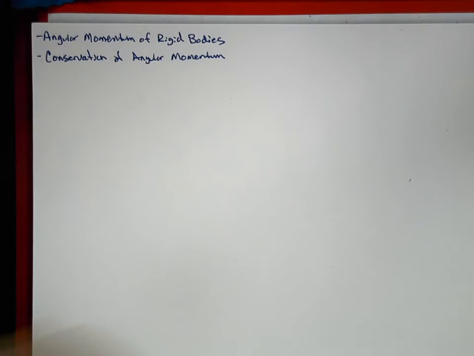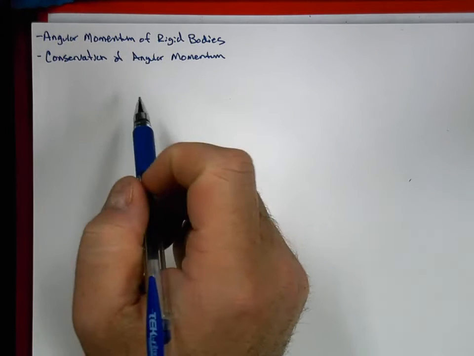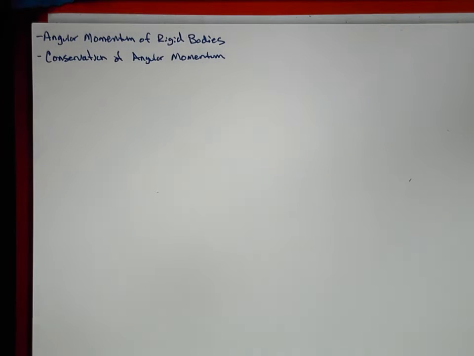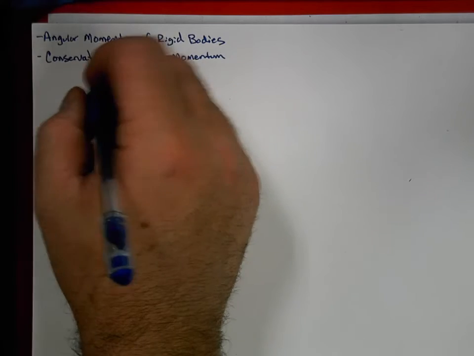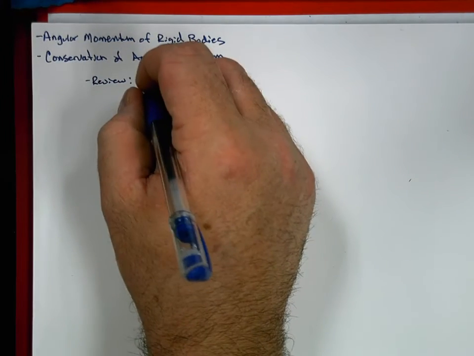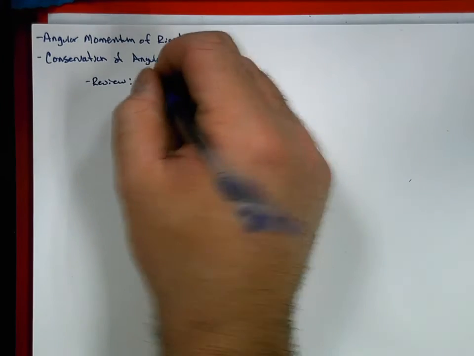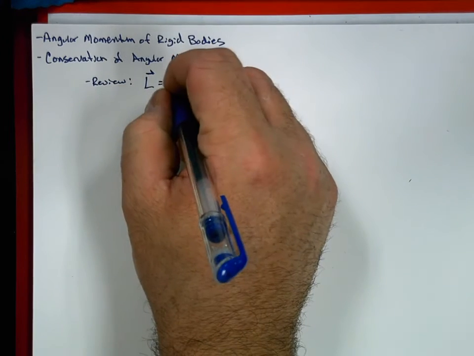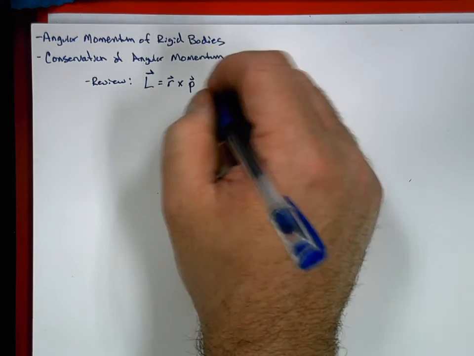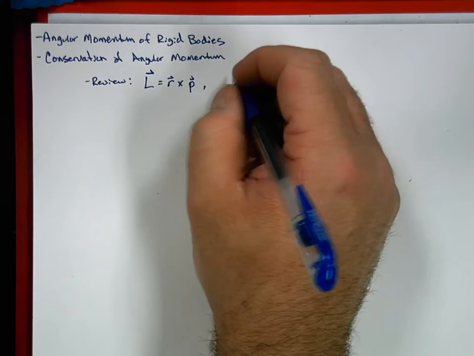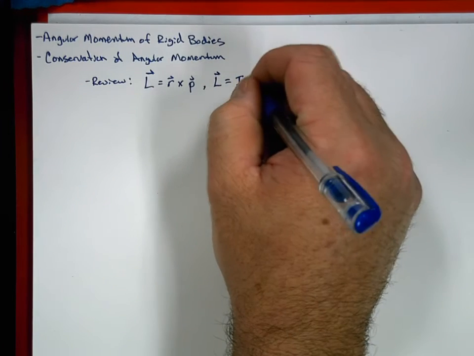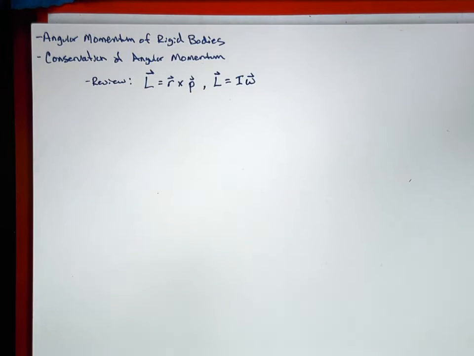This is going to be the angular momentum of rigid bodies and the conservation of angular momentum. Real quick, a review. Remember that L is our angular momentum, and that equals our radius vector crossed with our momentum vector, and our L also equals our rotational inertia times our angular velocity.